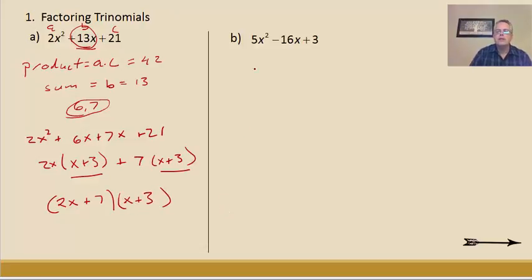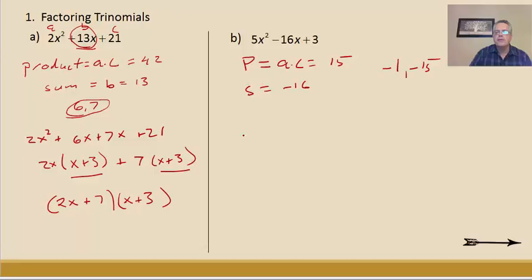Let's take a look at this one. I'm going to write P for product. So the product is A times C, which is 5 times 3 is 15, and the sum is negative 16. So I need two numbers whose product is 15. Sum is negative 16. Turns out that negative 1 and negative 15 work. I know they have to be negative because the product is positive, but the sum is negative. So it must have two negatives.